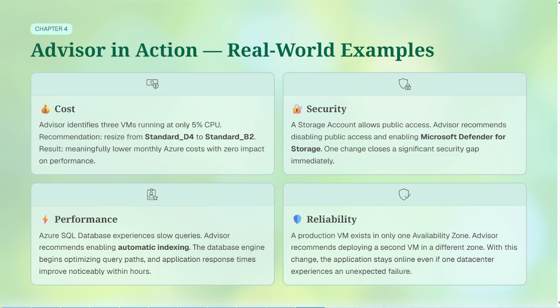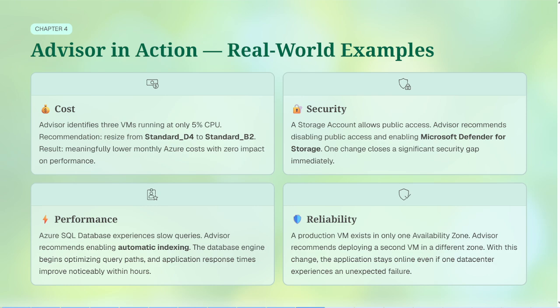Reliability improvement. Imagine a production application running on a virtual machine. The VM is deployed in only one availability zone. This creates a risk. If that zone experiences a failure, the application may become unavailable. Azure Advisor recommends deploying an additional virtual machine in another availability zone.